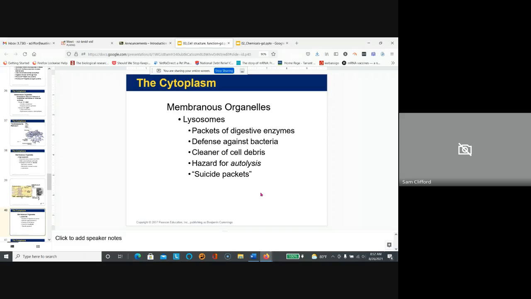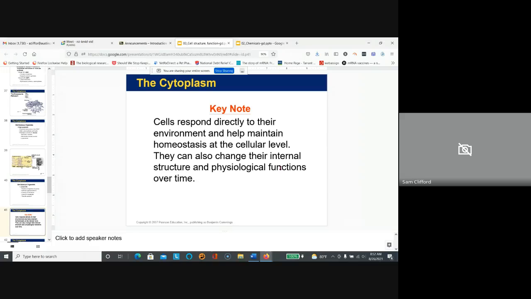We talk about what lysosomes are. Go ahead and read that. Containers of digestive enzymes help consume bacteria in the cell once it's been taken in, get rid of debris, and the cell has to be eliminated. They're suicide packets. Read that.